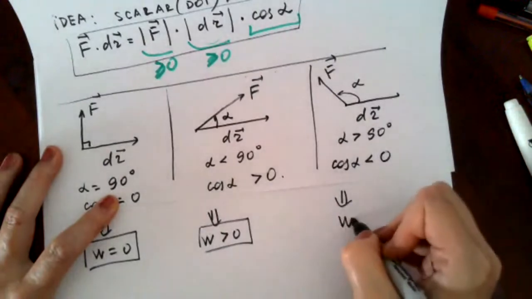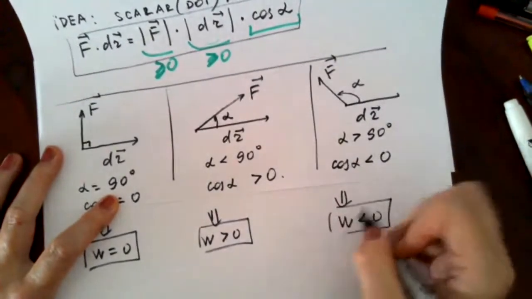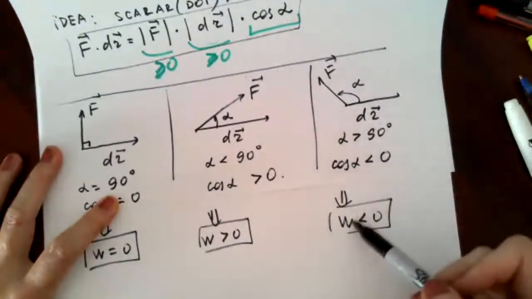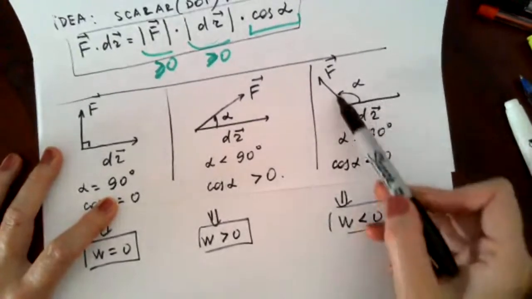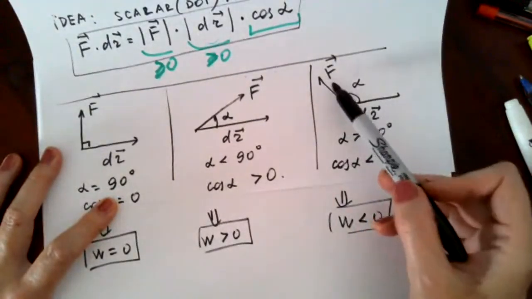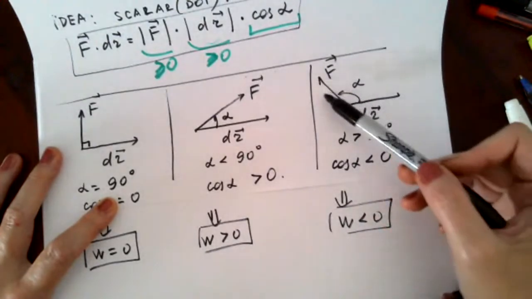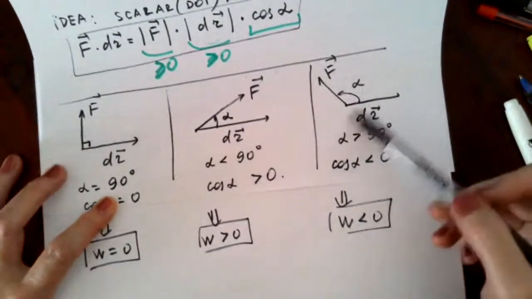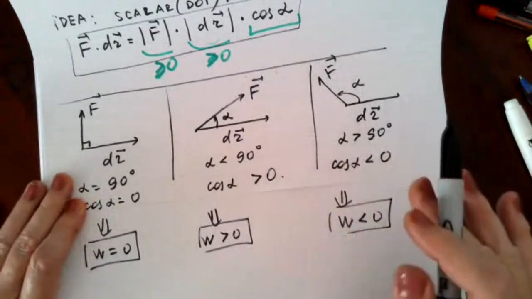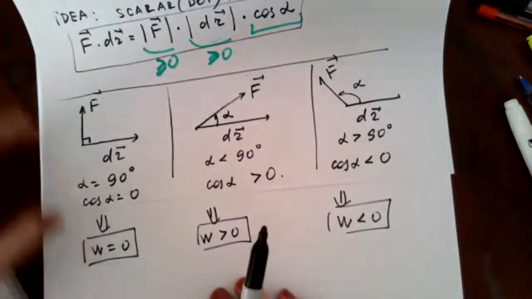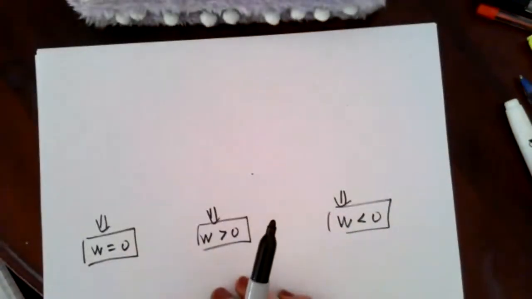And correspondingly, our work being done when we travel in this manner will be negative as well. It actually corresponds to the situation when your direction of travel is opposite to the vector field. So that's it. This is the introductory idea. And now it's time to look at some examples.